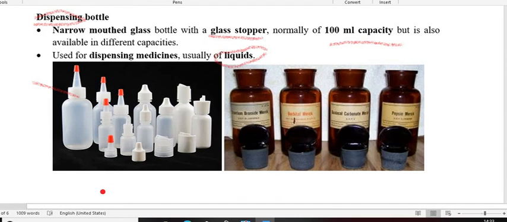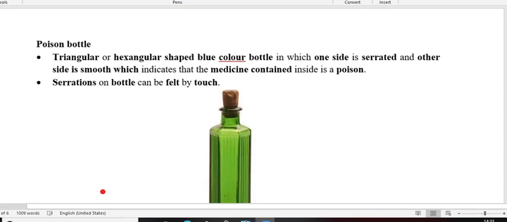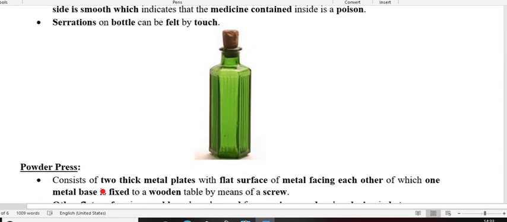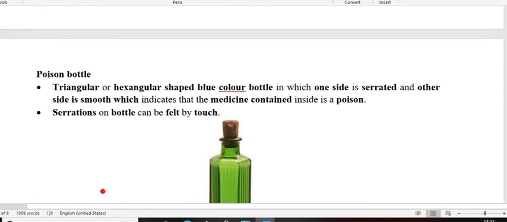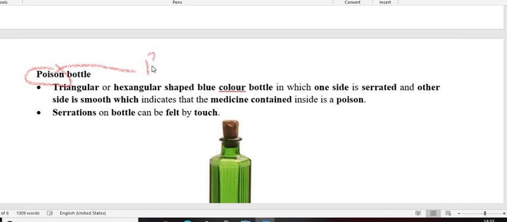Now we have to go through another type of bottle, the poison bottle. This is very interesting and important. This is the poison bottle, not the powder bottle, the poison bottle. The important point of the poison bottle is that the name is poison bottle. That means you have to keep poison in it. So that is an important thing.